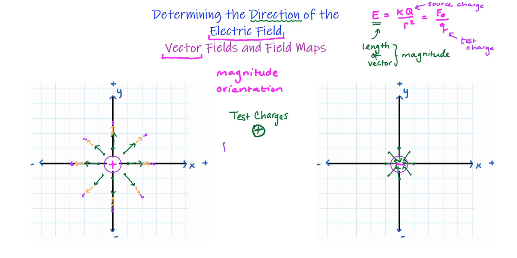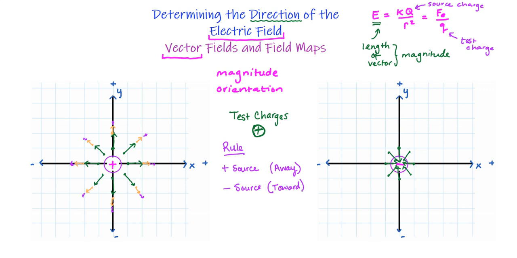So the rule now, the convention, is that if you have a positive source charge, your arrows will point away from the positive source. If you have a negative source charge, the arrows will point toward it.